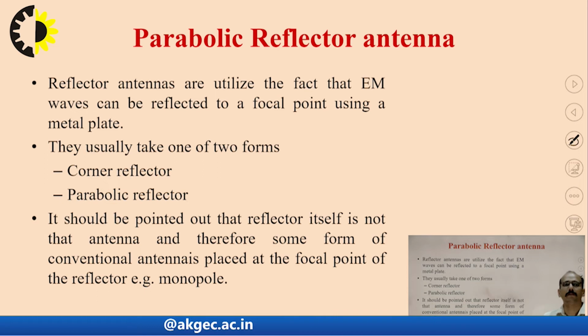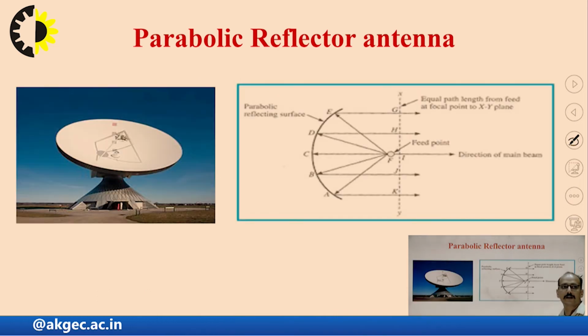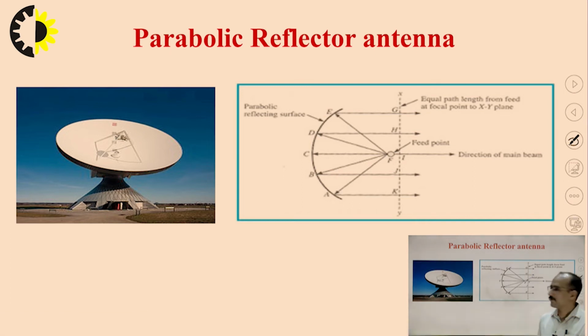Now the parabolic reflector antenna. When we are talking about the parabolic reflector antenna, this is the structure of a parabolic reflector. In a parabolic reflector, there are two parts. First one is the primary element. This one is the primary element, and this one is the secondary element.